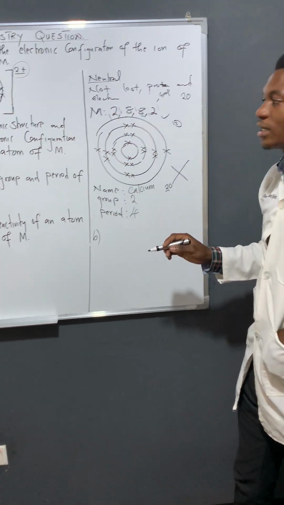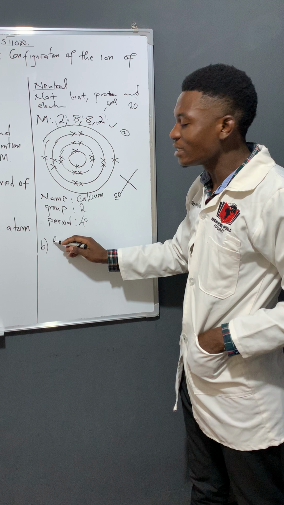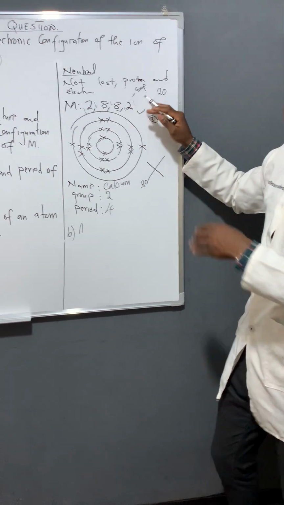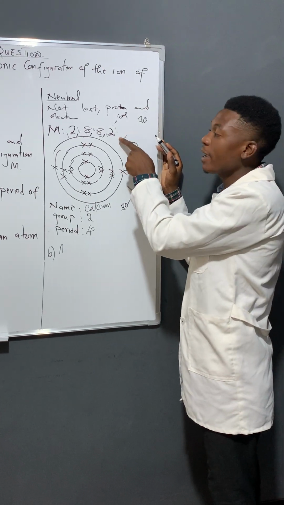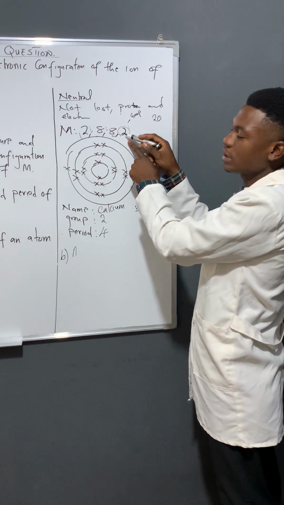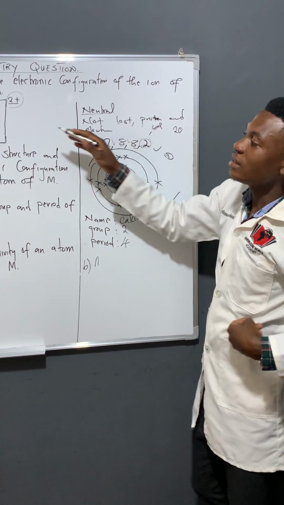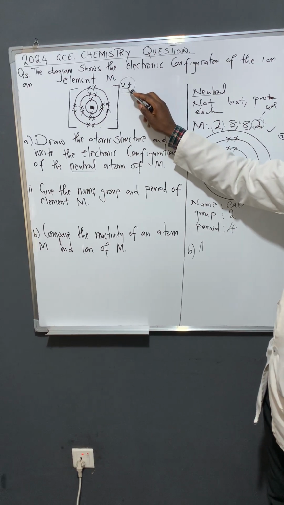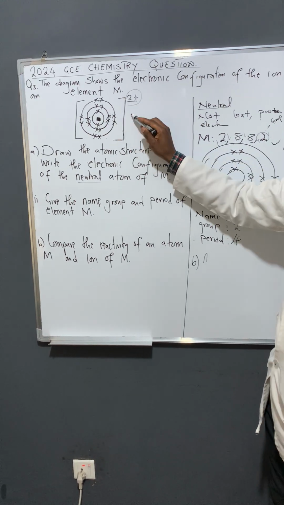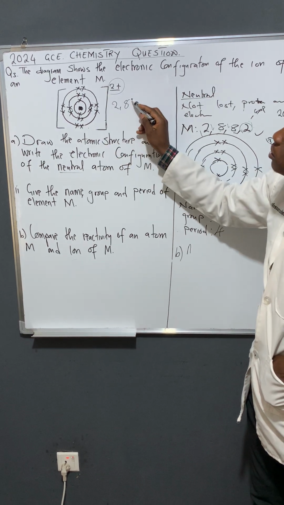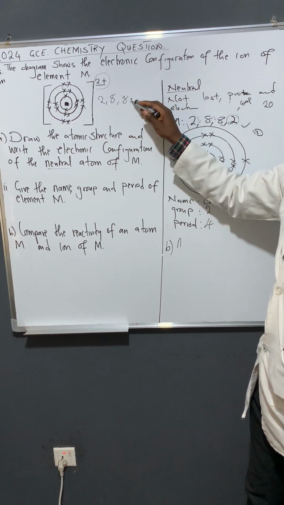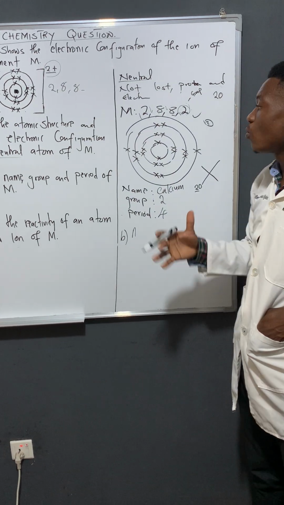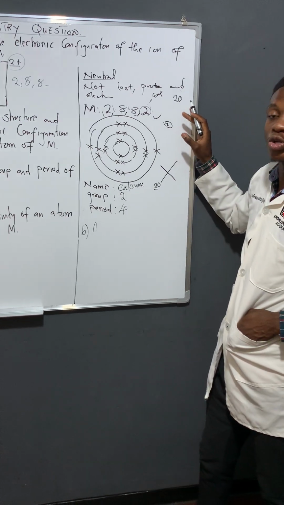So the difference is that atom M is unstable because it has not lost or gained anything. Because it's a metal, atom M is unstable because it has not lost electrons, while the ion M is stable. Why? Because it has lost 2 electrons. As you can see, the electronic configuration is 2, 8, 8. The 2 here has been lost. Therefore, the ion is stable because it has lost, while the atom is not stable, it is unstable.